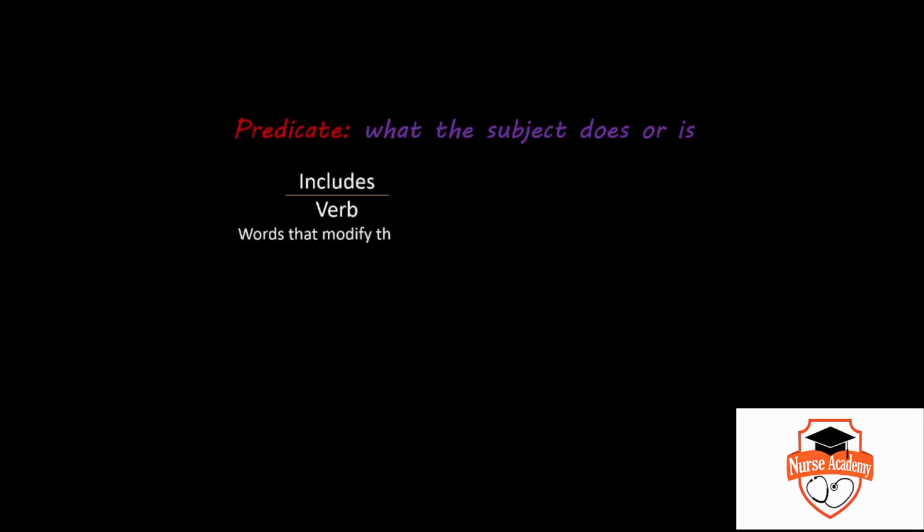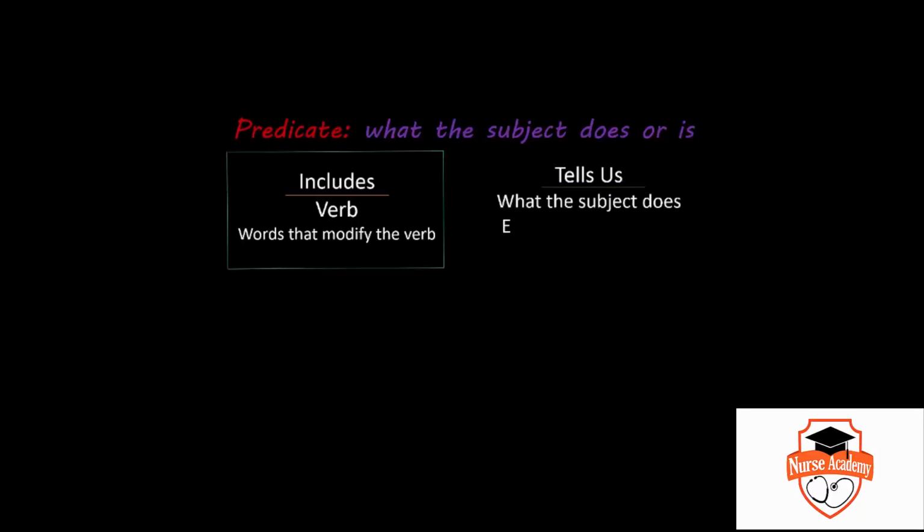Next we have the predicate. And the predicate is what the subject does or is. There are 2 things that the predicate includes. And that is the verb and the words that modify the verb. So these are the 2 things that a predicate includes. There are 2 things that the predicate tells us. First of all, it tells us what the subject does. And secondly, the predicate is everything that is not the subject. So it's everything that is not the subject.